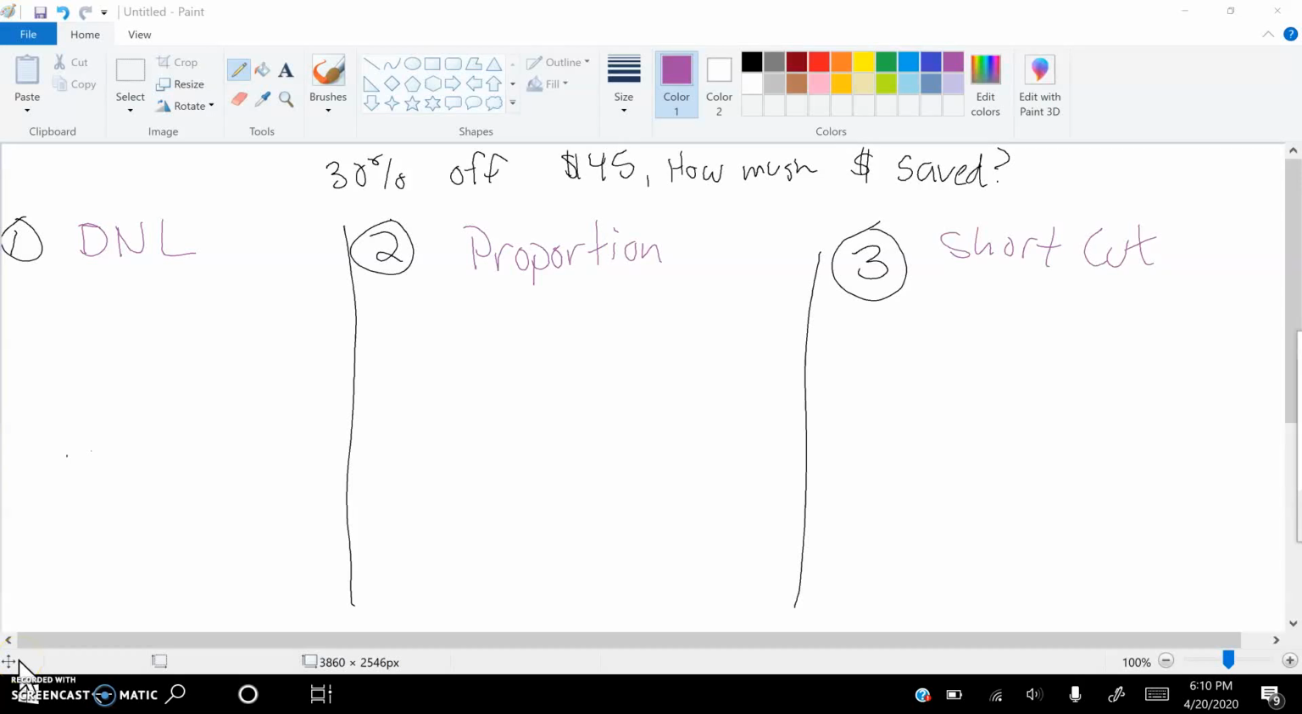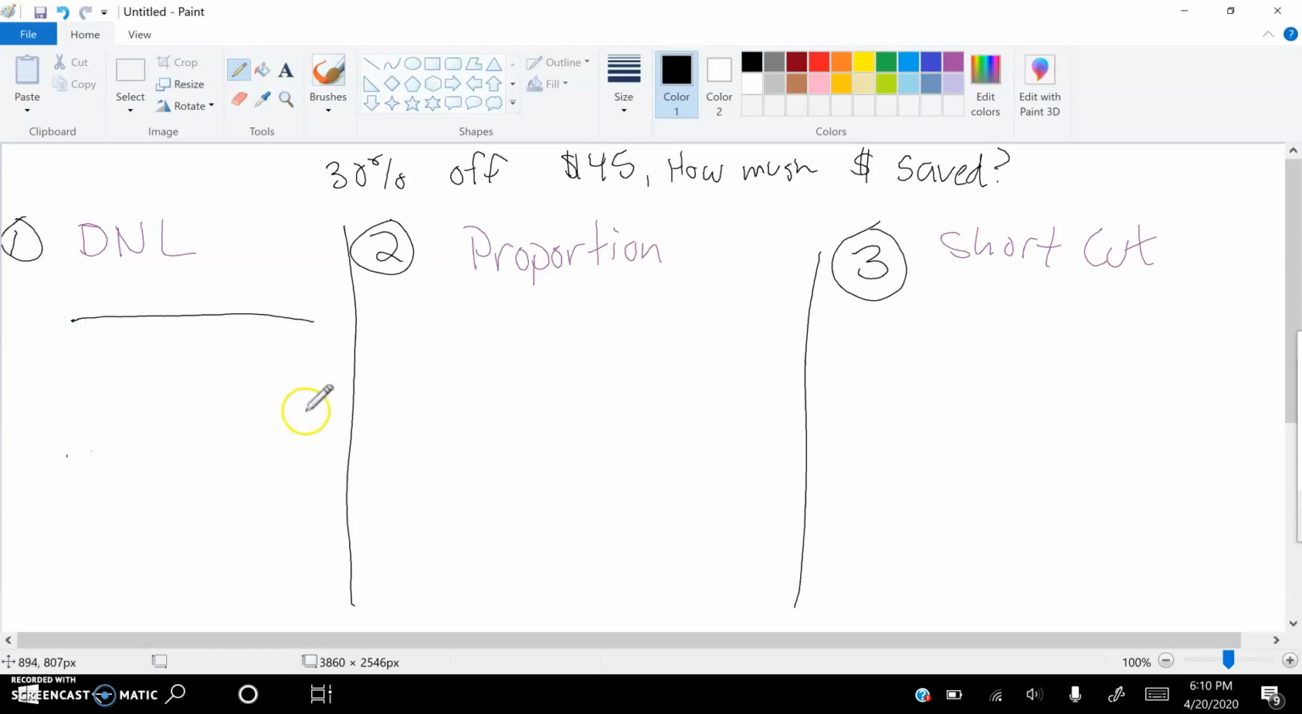So we're going to go over 3 ways to solve this problem. I'm not going to solve it for you, but I will give you all the information you need in order to solve it yourself. So we're going to go over 3 strategies. First is a double number line. Next is setting up a proportion. And last, we'll do a shortcut once we understand the first 2. You can use any strategy you would like, whichever one makes the most sense to you. So let's start with a double number line.